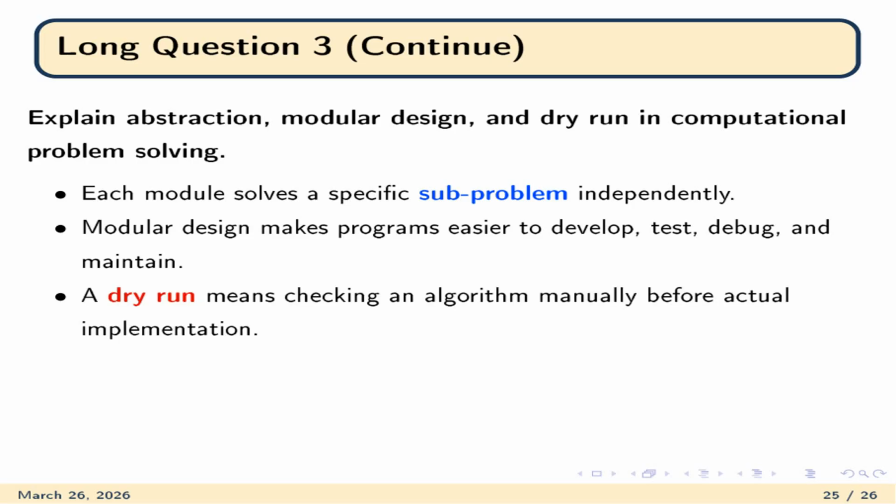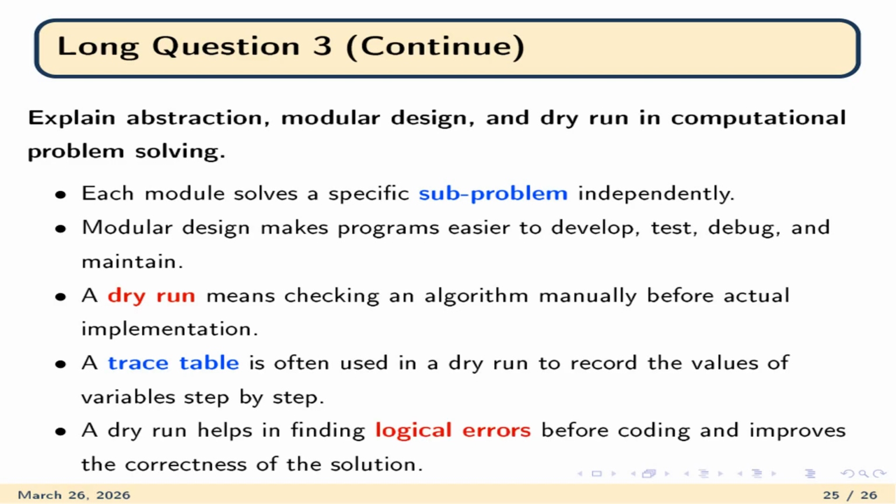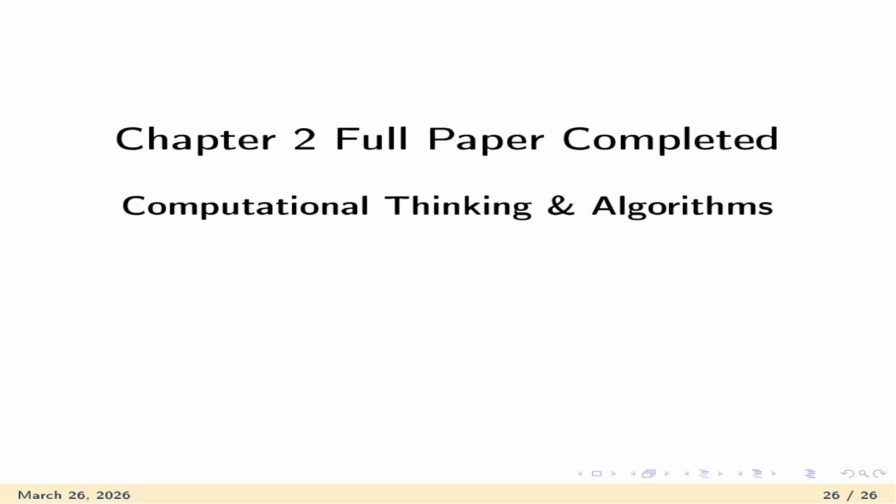Dry run means checking an algorithm manually before actual implementation. A trace table is often used in a dry run to record the value of a variable step by step. A dry run helps in finding logical errors before coding and improves the correctness of the solution. Chapter number 2, full paper completed.